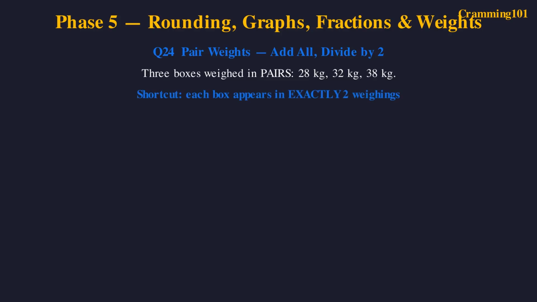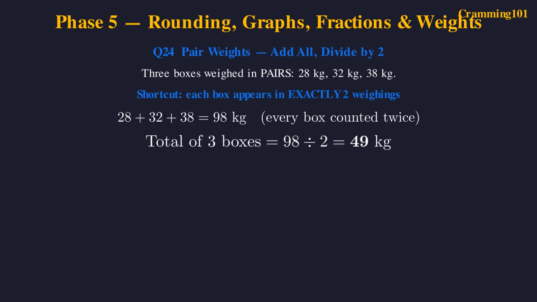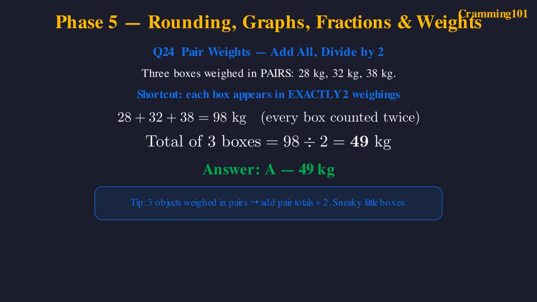Add the pair weights. 28 plus 32 plus 38 equals 98. But that is double the total weight, so divide by 2. 98 divided by 2 equals 49. The total weight of the 3 boxes is 49 kilograms. The answer is A, 49 kilograms. Exam tip. When 3 objects are weighed in pairs, add the pair weights and divide by 2. Why? Because every object has been counted twice. Sneaky little boxes.